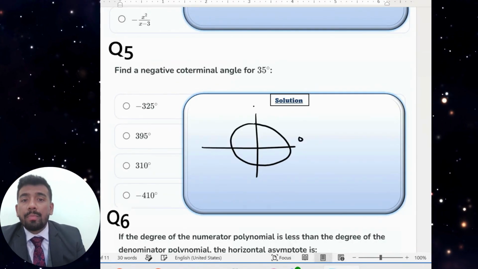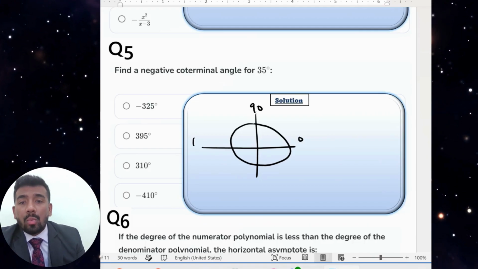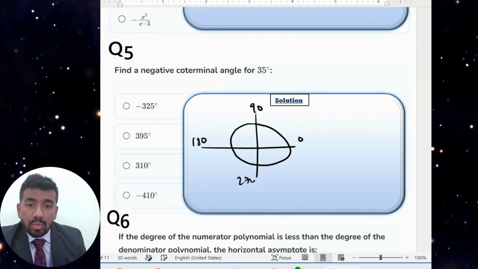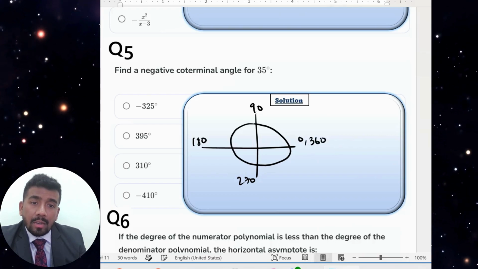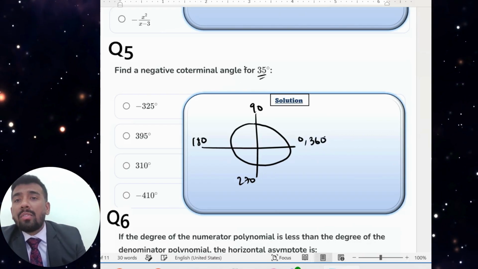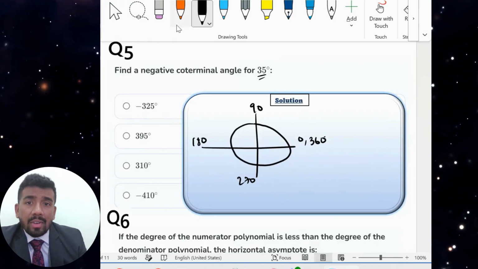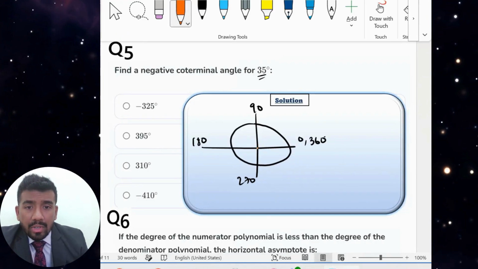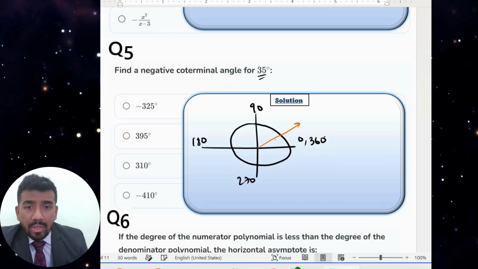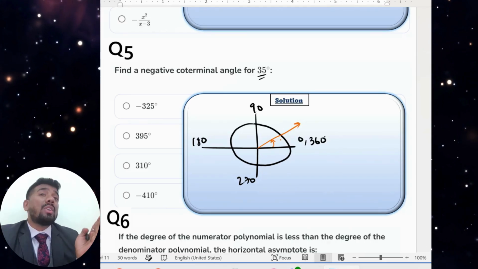Okay, so that's your 0, that's your 90, that's your 180, that's your 270, and back to 360. Now where will be your 35 degree? First draw the 35 degree. 35 degree will be where? In the first quadrant, so somewhere here like this. Okay, so this will be your positive 35 degree.